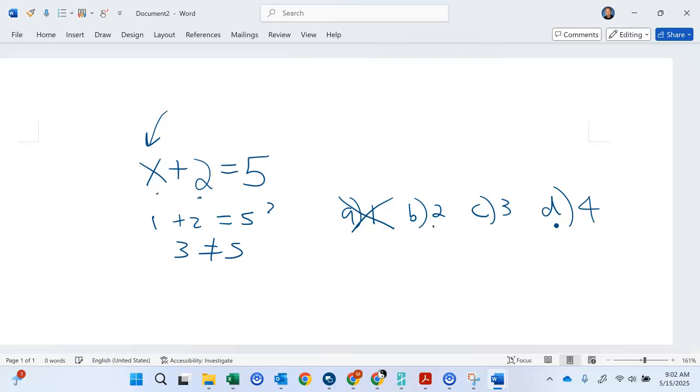2 plus 2, right? That's 4, but that's not equal to 5. And then I would try 3. And I would be able to see that 3 plus 2 is equal to 5. So that's correct. And that's my answer. And that's how simple it is.